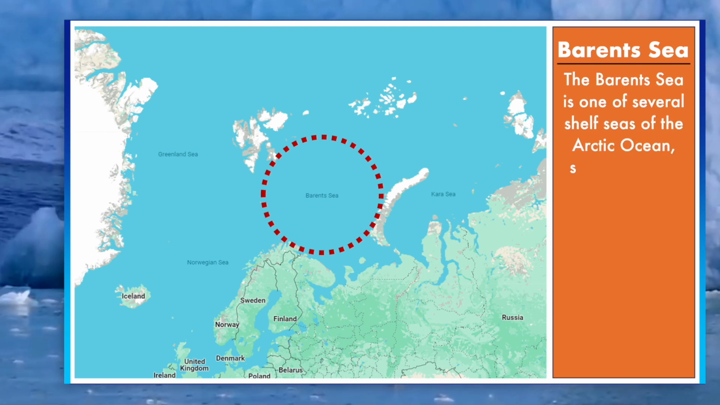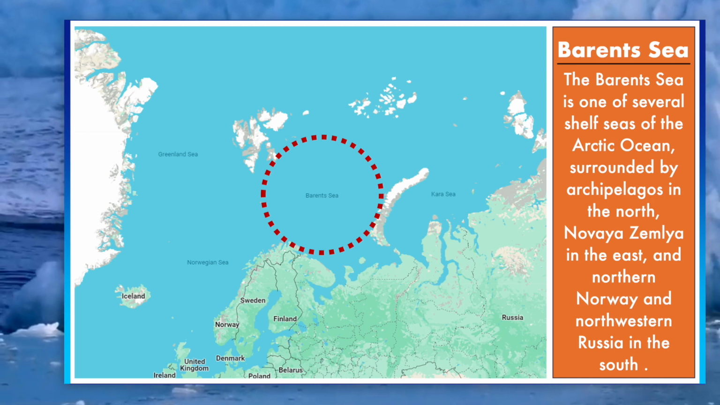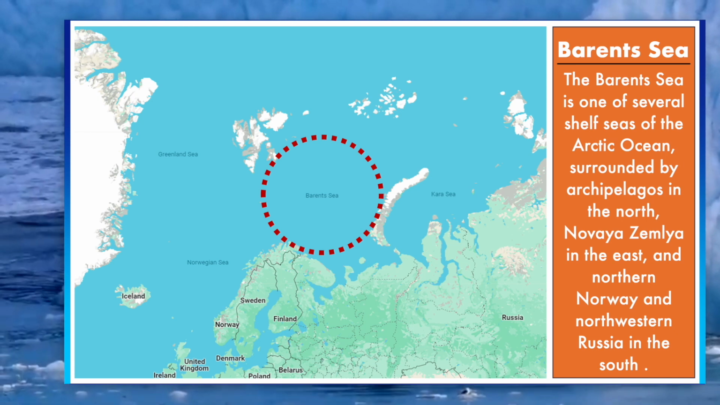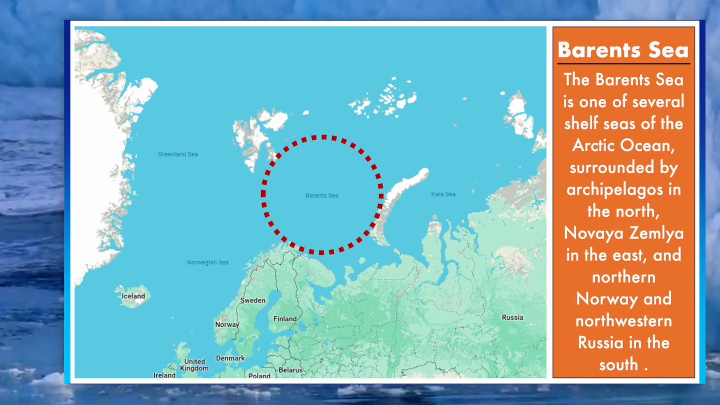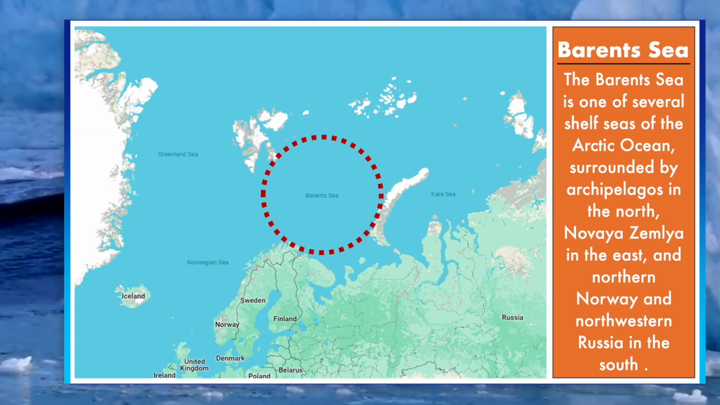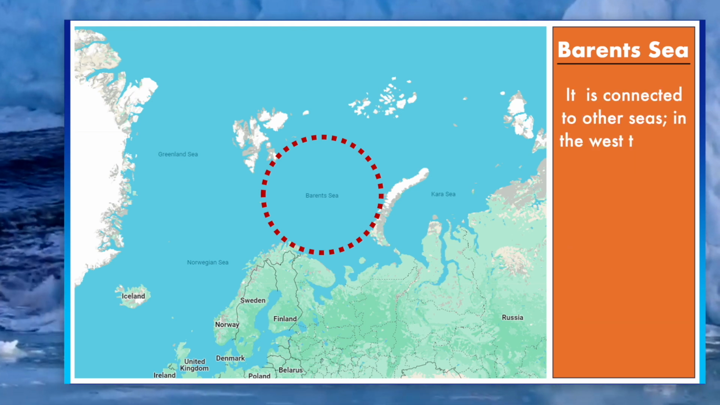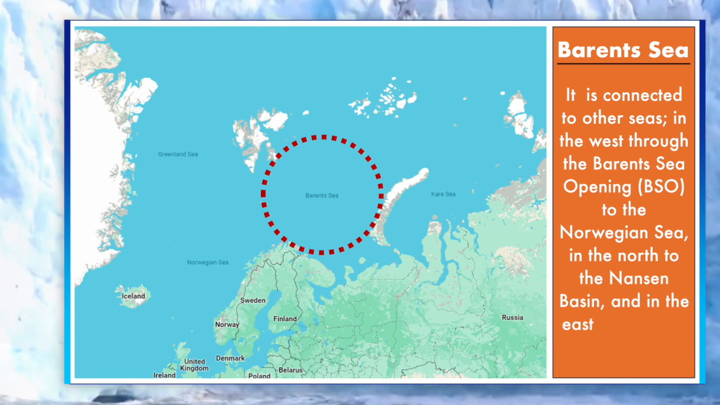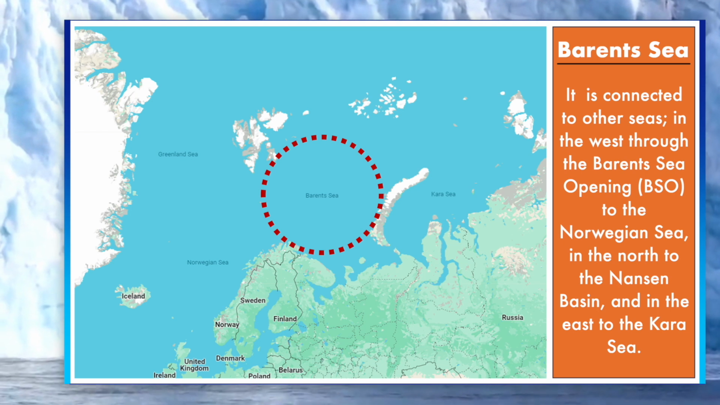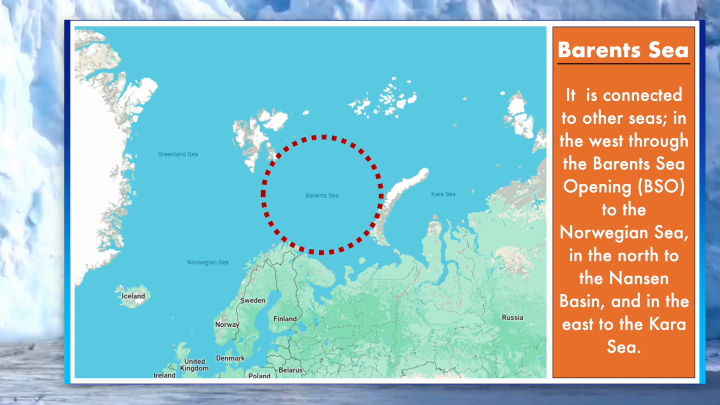And it is one of the several shelf seas of the Arctic Ocean, surrounded by archipelagos in the north, that is Svalbard in the northwest, then Franz Josef Land in the northeast, and Novaya Zemlya in the east, and northern Norway and northwestern Russia in the south. And it is connected to other seas in the west through an opening called the Barents Sea opening to the Norwegian Sea, and in the north to the Nansen Basin, and in the east to the Kara Sea.